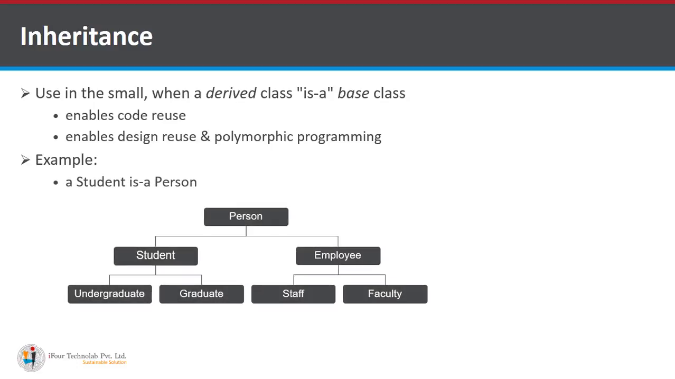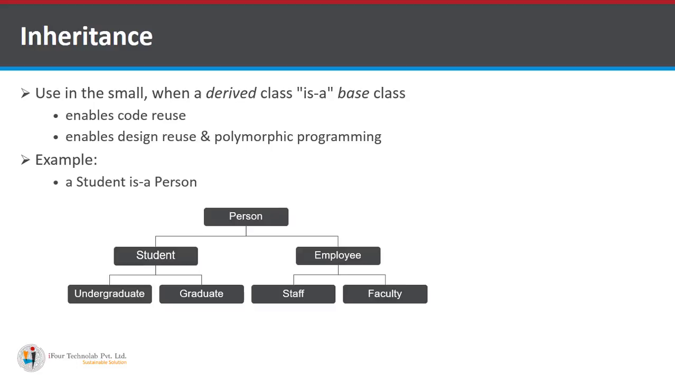Here we have an example graph of how inheritance is used. The Undergraduate class will have access to all public members of the Student class as well as the Person class. Similarly, the Graduate class has access to all public members of the Student class and the Person class.